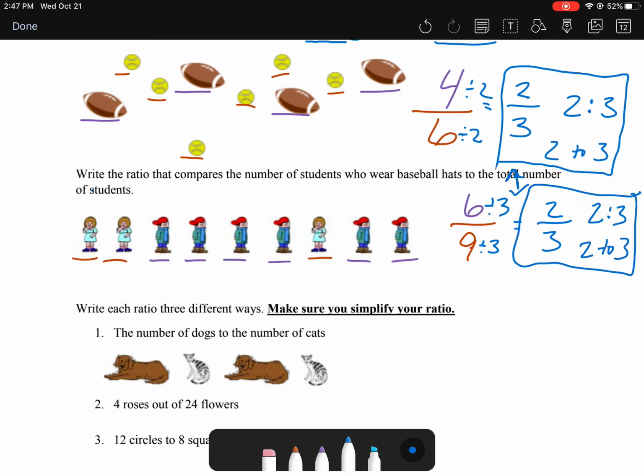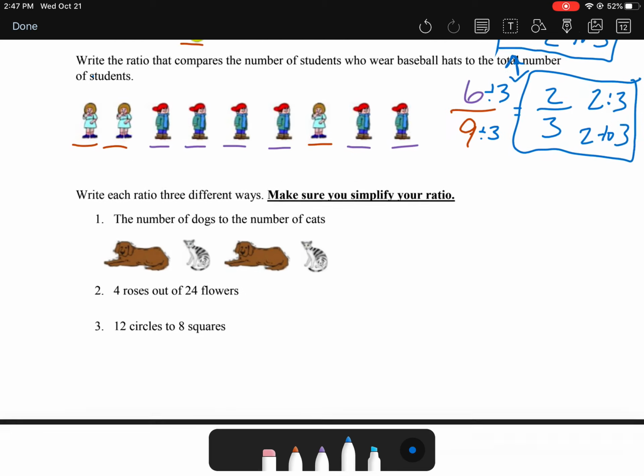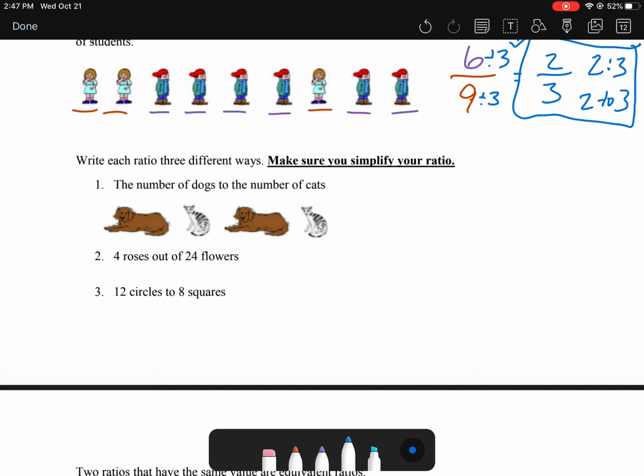That's so crazy. All right, I want you to try 1, 2, and 3 here. You're writing each ratio in three different ways. Make sure you simplify your ratio. So go ahead, pause the video, and then we'll go over the answers. Make sure you pause. Did you pause? I hope you did, because we're going over it now.